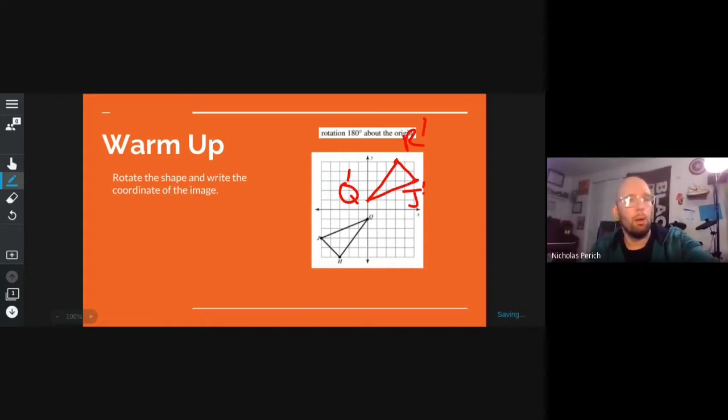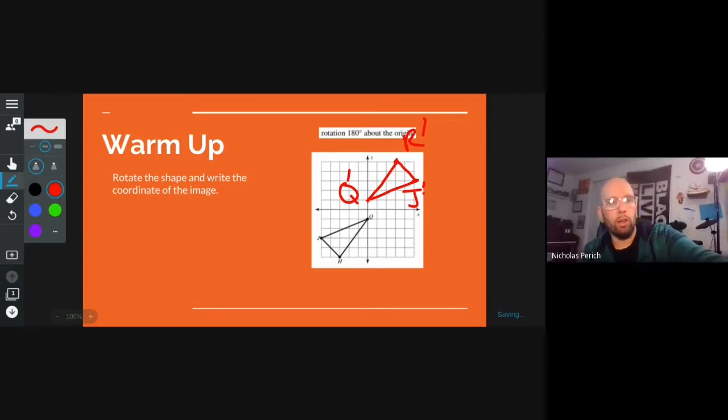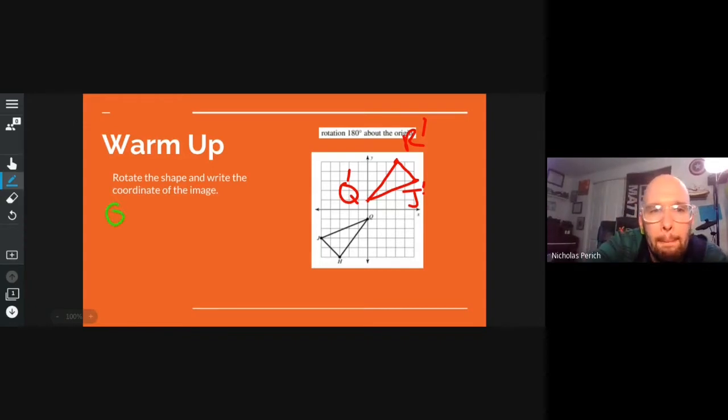R prime. Red on orange, not my brightest idea. Q prime ended up being 0, 1. J prime ended up being 5, 3. R prime ended up being 3, 5.